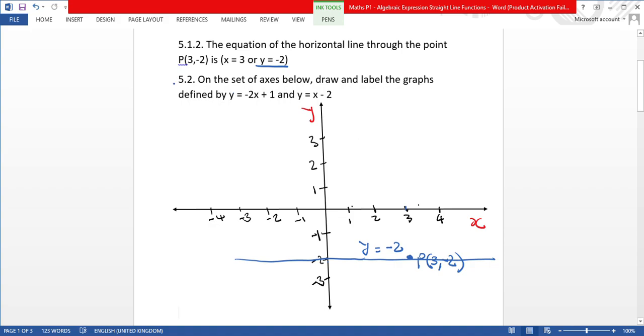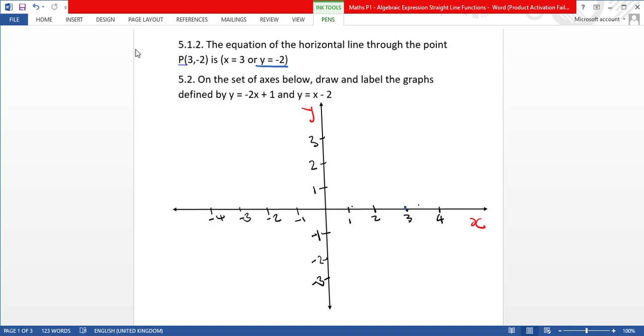Now let's go to question 3, 5.2. Okay, before we go to 5.2, let's wrap off the previous question's answer. And then 5.2 says on the set of axes below, draw and label the graphs defined by y equals minus 2x plus 1 and y equals x minus 2.